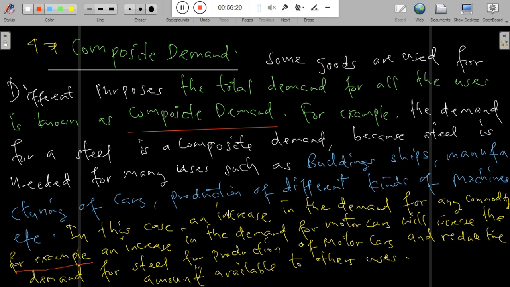So in this case, an increase in demand for any commodity, for example, an increase in demand for motor cars, will lead to an increase in demand for steel for production of motor cars and reduces the amount available for other uses.